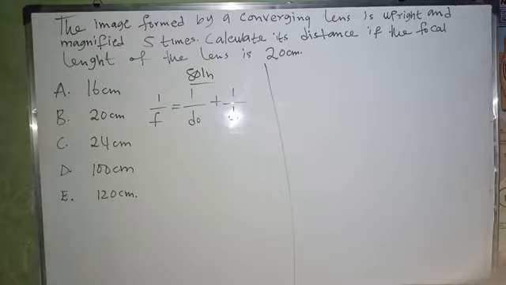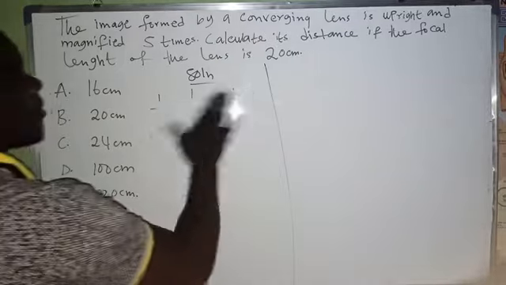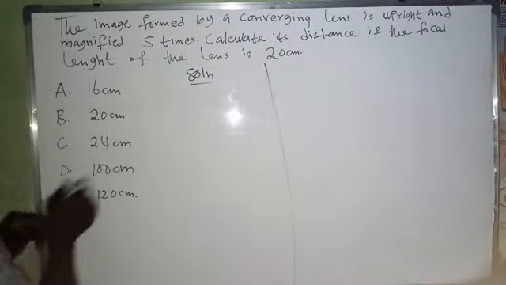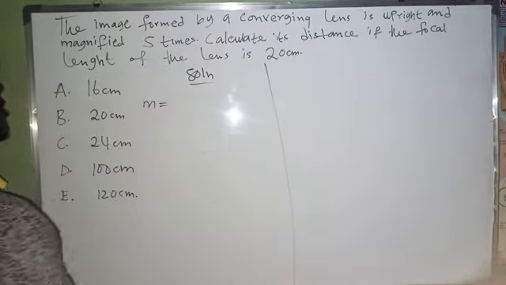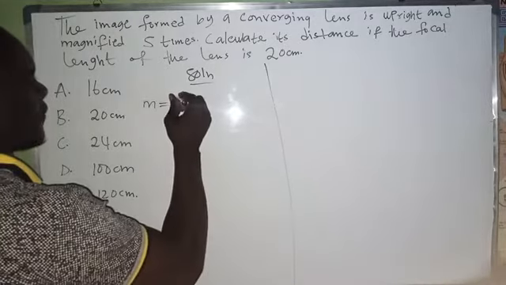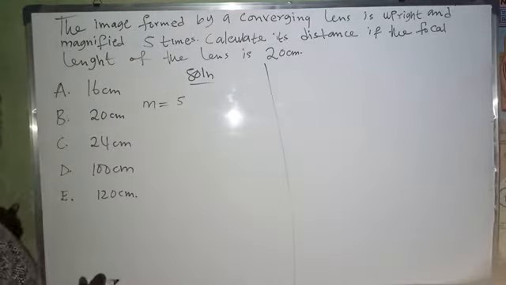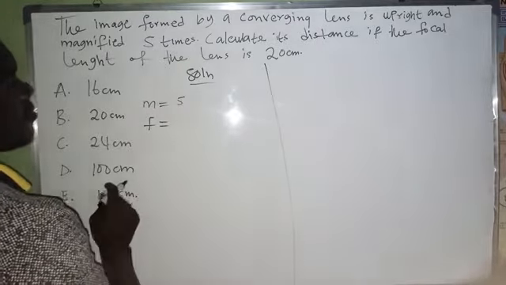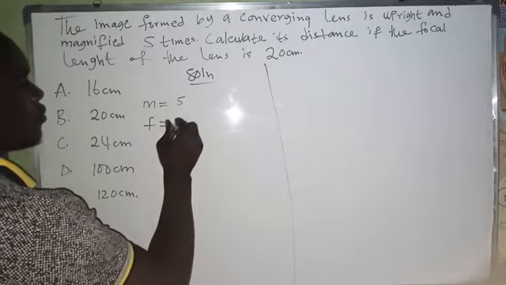But if you look at the question very well, I made a mistake. There's a mistake here, let me correct it. The magnification, that is M, of the image is 5. The focal length, f, is equal to 20.